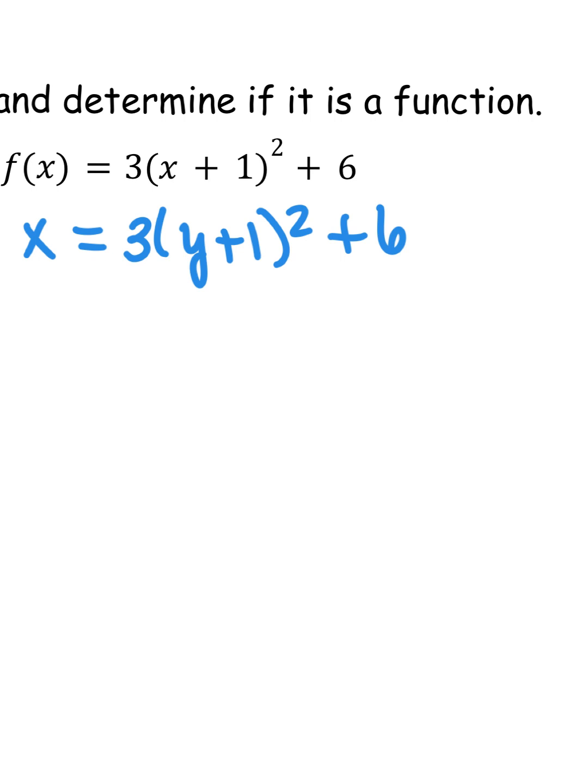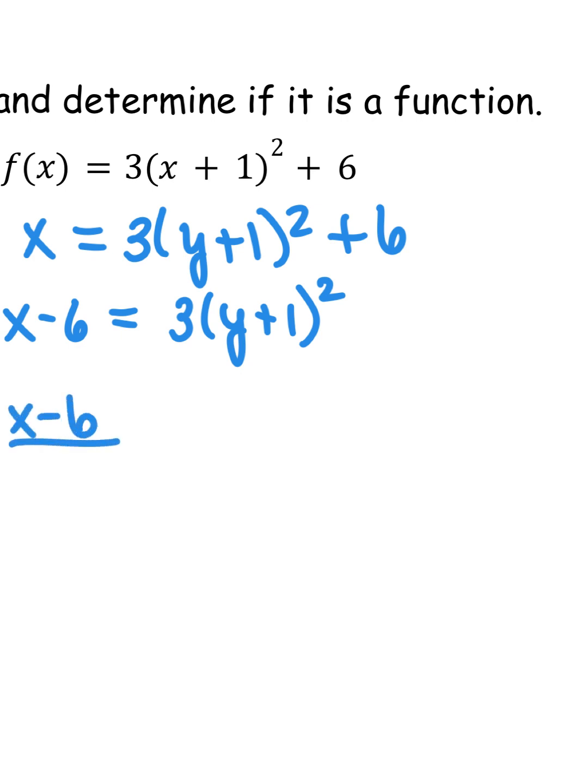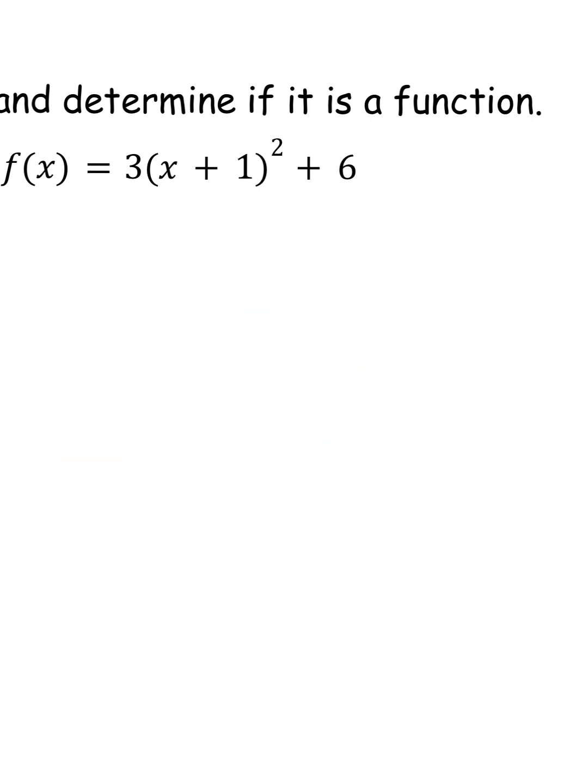Okay, now what? No, you can't distribute because that stuff has to be squared. Remember, our goal is to solve for y. So what do I want to move away from y first? 6. No, you can't. You can move the 6. So we're going to do x minus 6 equals 3, y plus 1 squared. Now what do we want to do? Totally. We're going to divide by 3. Then what? Now we've got the squared all by itself, so this would be the moment when we can square root it.